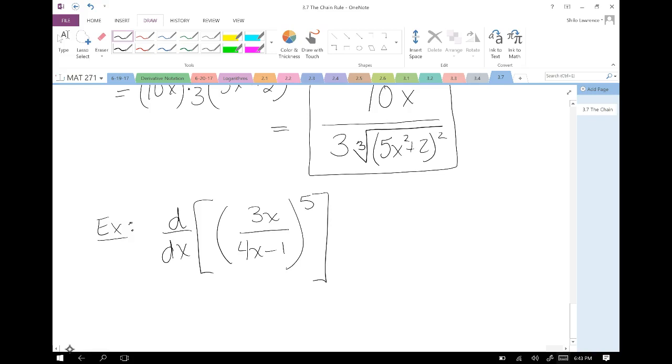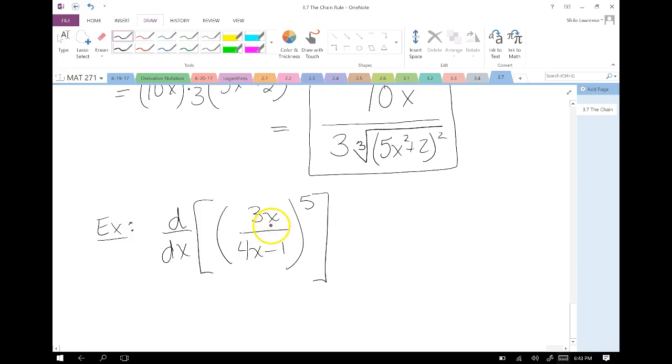No matter what is inside the parentheses, whether it's a single function, whether it's a product of functions or a composite of functions, this is a composite function. You have to use the chain rule. Only a piece of this function is a quotient. So overall, this function is not a quotient. Only a piece of it is a quotient.